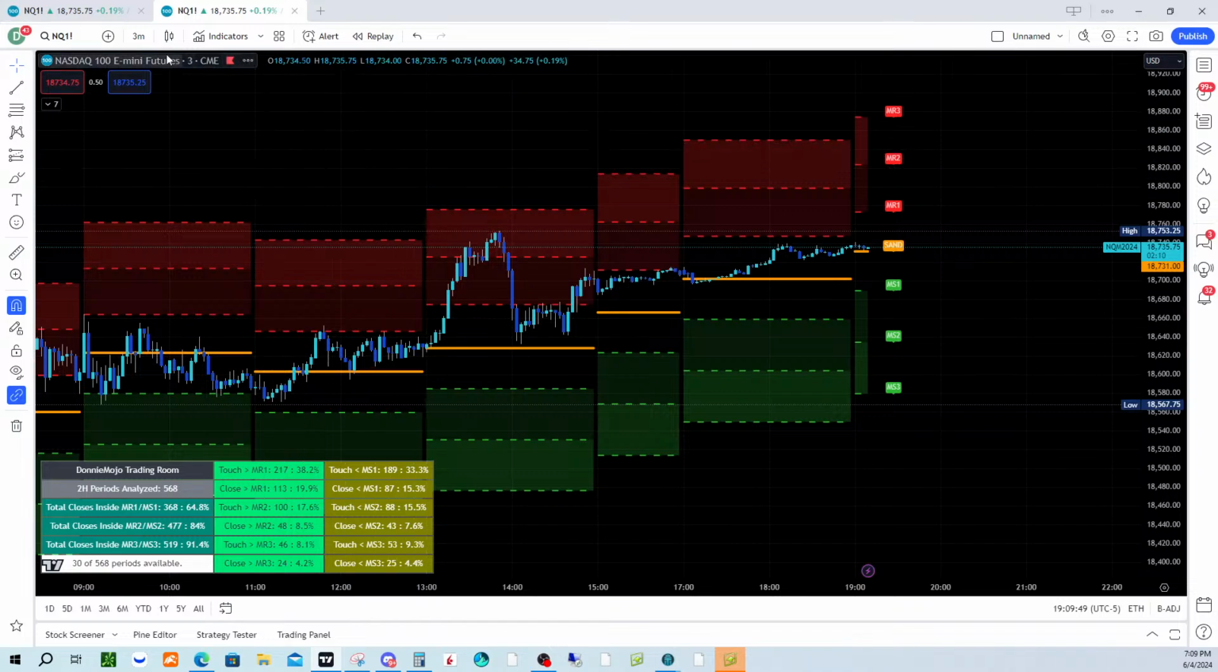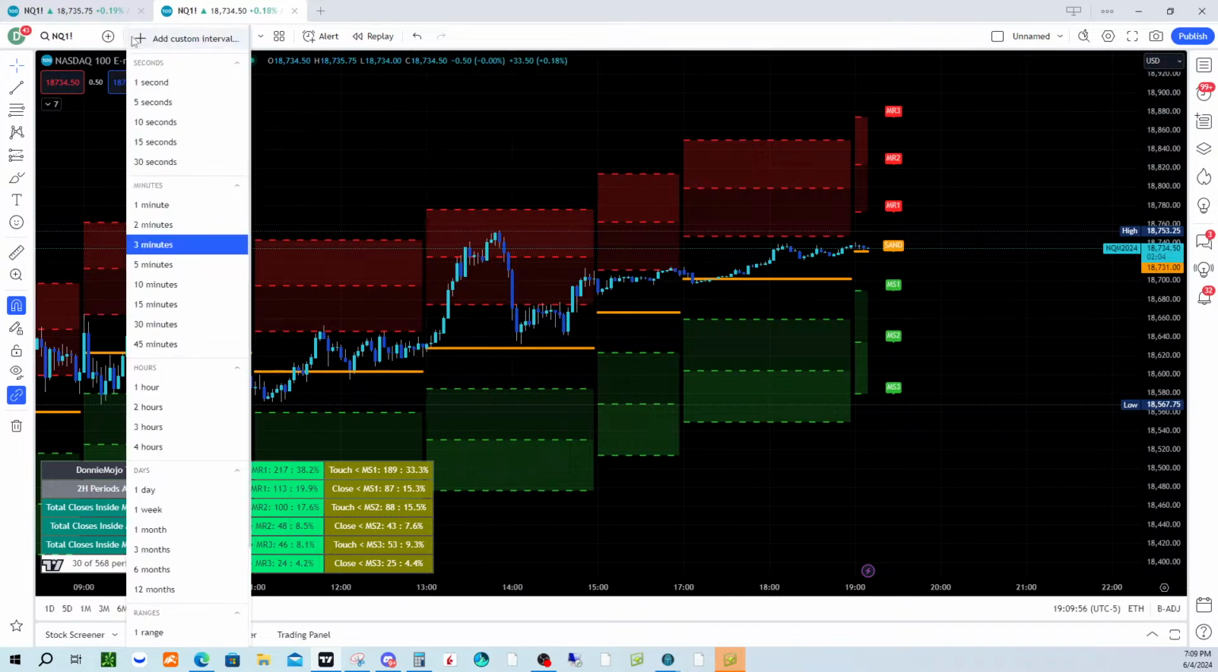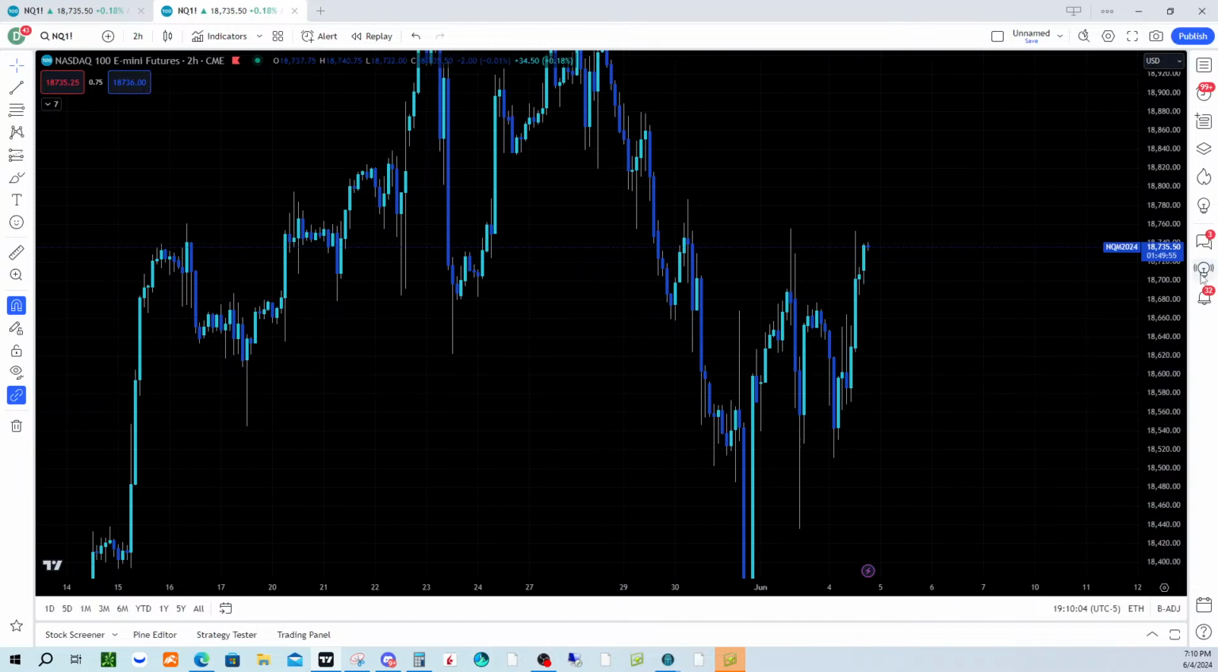So another way to show this is, see, I'm only on a 3-minute chart here. So what we can do is, since we're analyzing 2-hour period time frames, we can actually switch over to a 2-hour time frame.